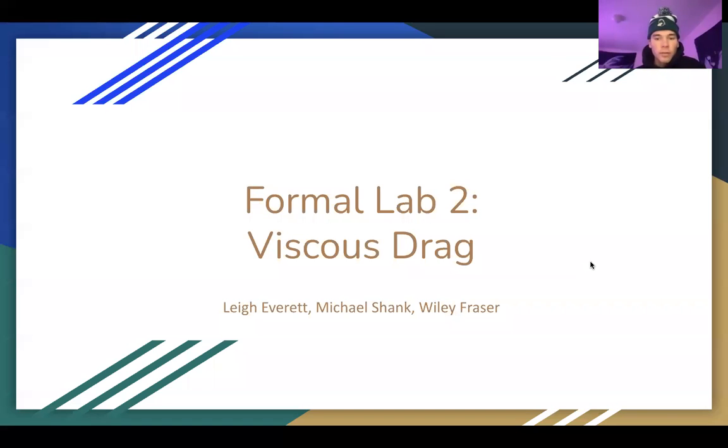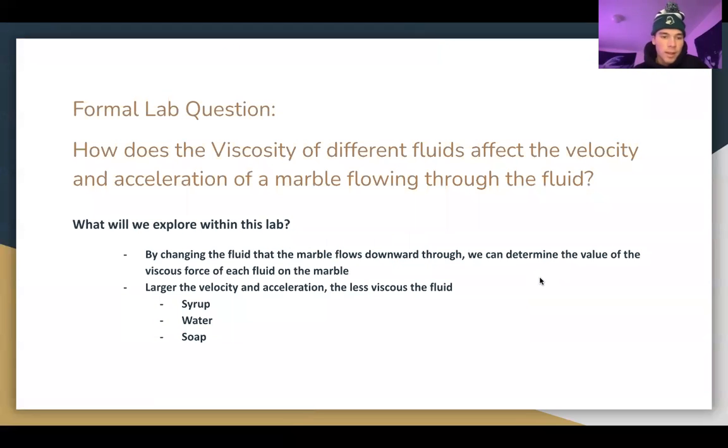All right, so this is our formal lab number 2, where we are discovering viscous drag. Our question was, how does the viscosity of different fluids affect the velocity and acceleration of a marble flowing through the fluid? We used 3 fluids in this lab: syrup, water, and soap. By changing the fluid that the marble flowed downward through, we were able to determine the value of the viscous force of each fluid on the marble.